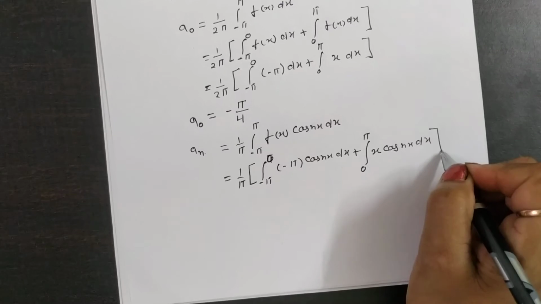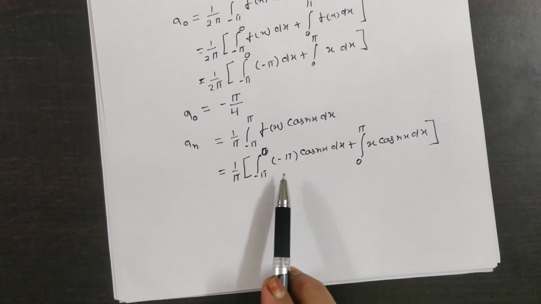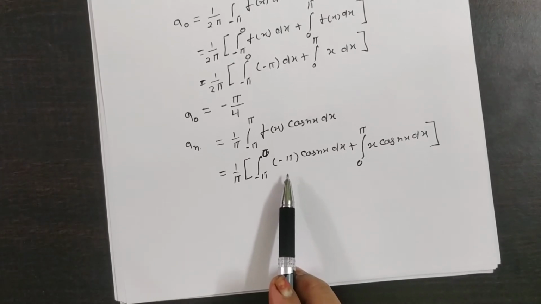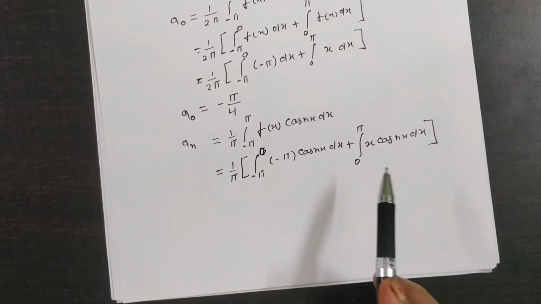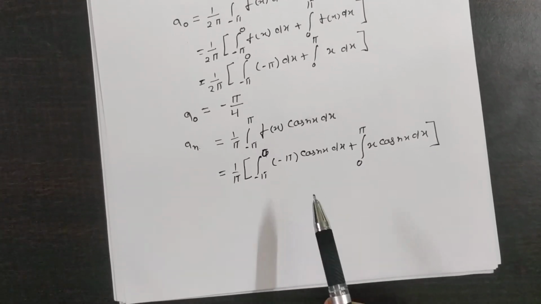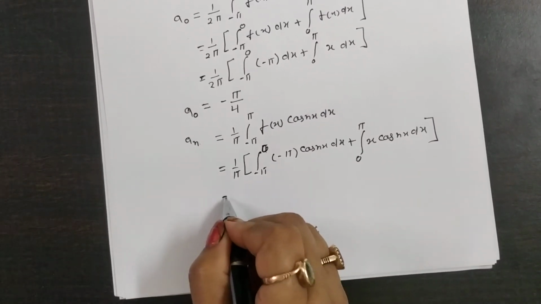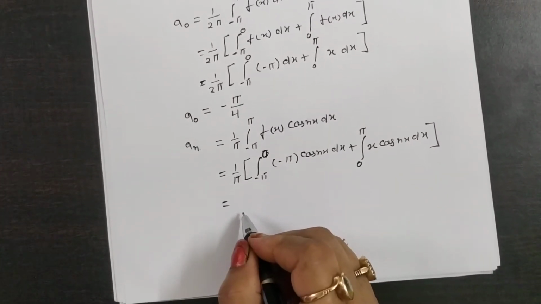Yes, you have cleared it. f(x) in this range is minus pi, so you substitute minus pi here, and in this range it is x, so you substitute x. Okay, now integrating in the same way, we also want to show the solution of this integral.